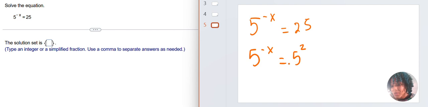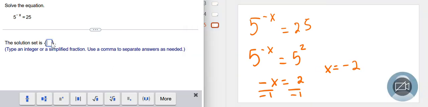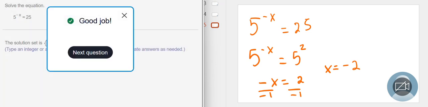Notice how the bases are now the same. So I can simply cancel those bases and have negative x equals 2. Divide by -1 on both sides. So now x equals -2. So I'm going to go ahead right here and type -2. I'm going to check my answer and it tells me that's correct.